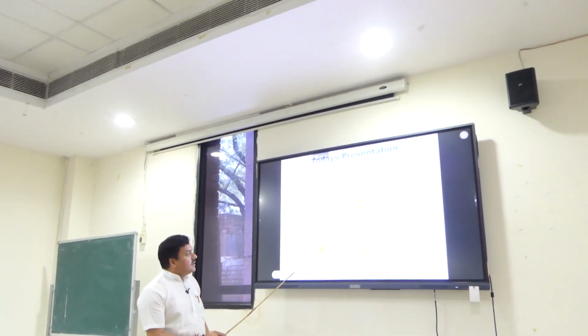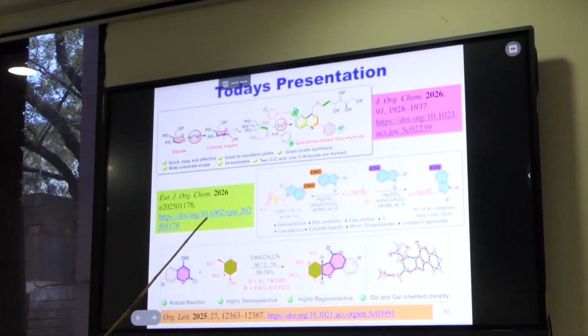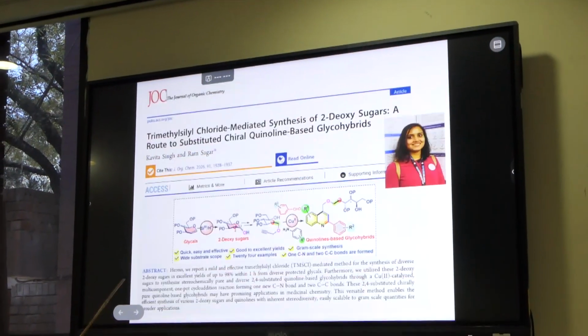So these three stories which I was talking about: one is about making these quinoline glycohybrids, done by Kavita. Then this one done by Rajdeep, and another one very recently, this one by Preeti. So this is a December 2025 story. They are not very old. This one is February 2025, this one is March 2025, a 2-month old.